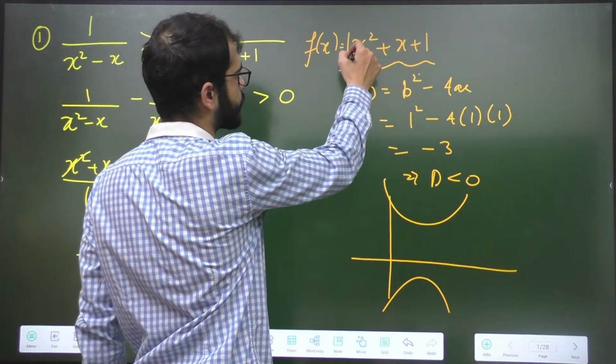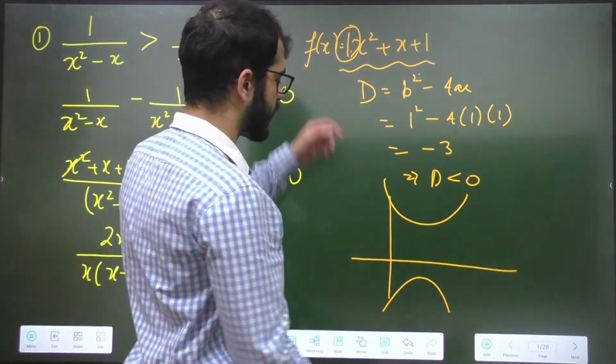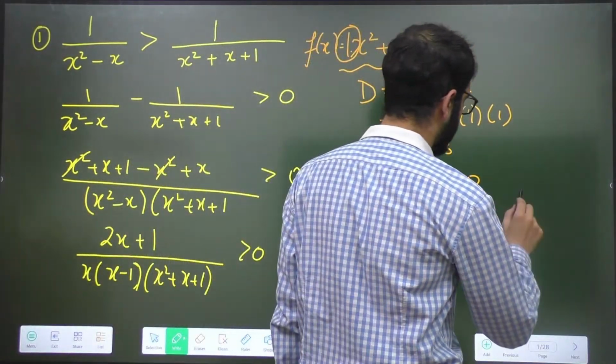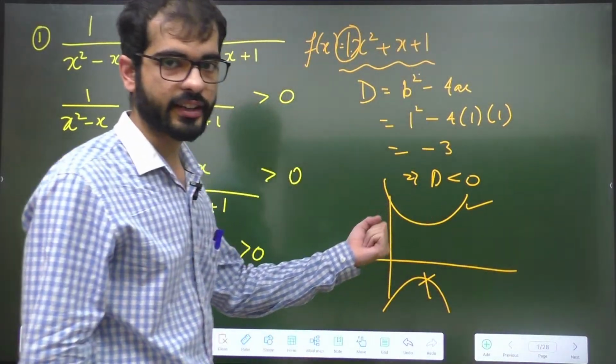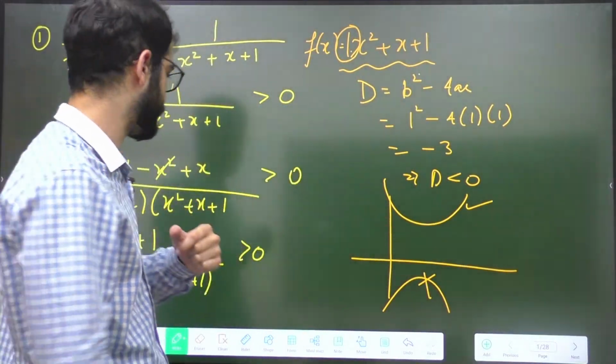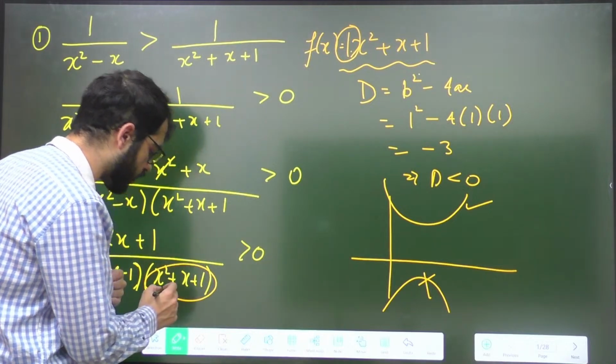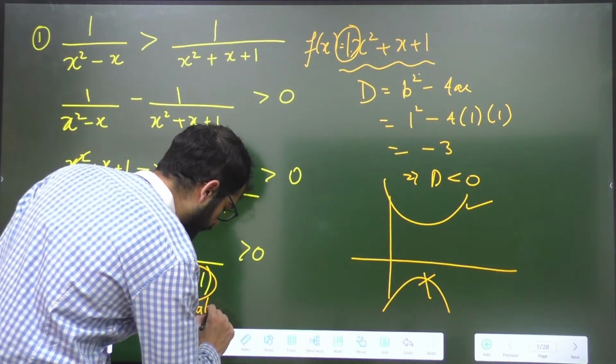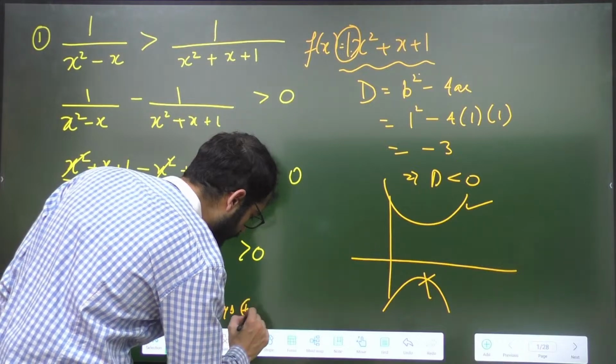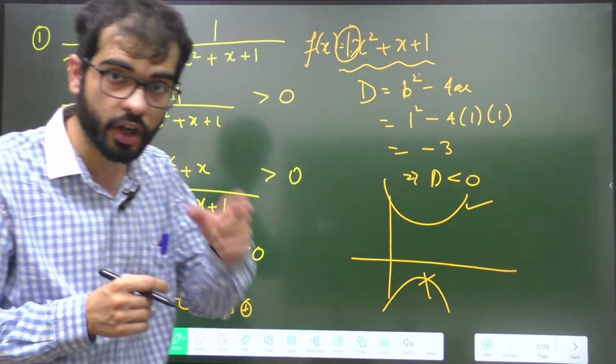Since we observe the coefficient of x square is positive, that means this is not possible for all values of x. This is going to be the final result. That is, the value is always positive. So now I can say that this term is always positive. Now I know the sign of this term because it is always positive.